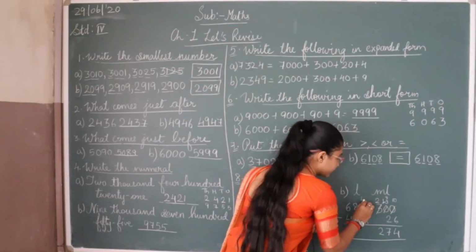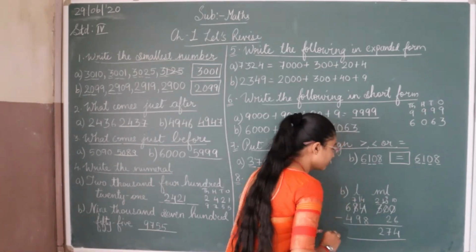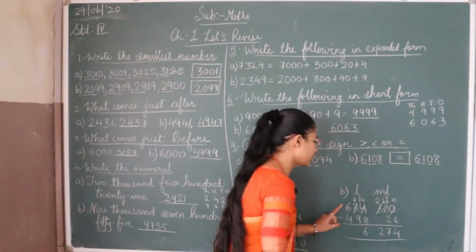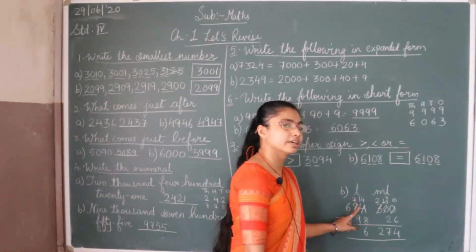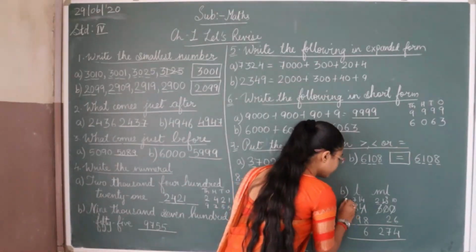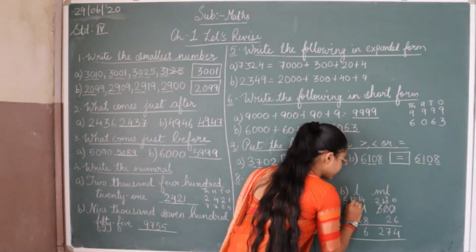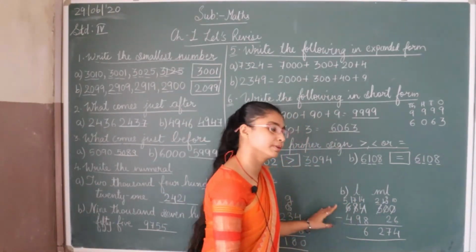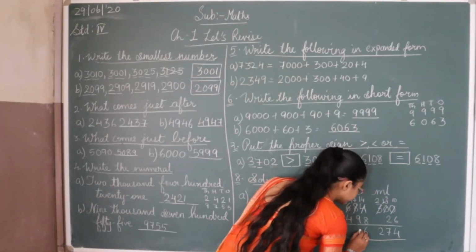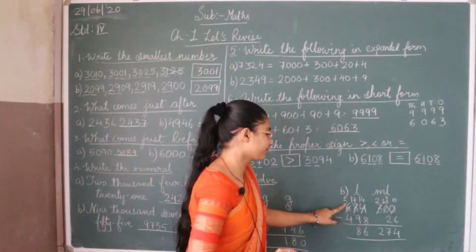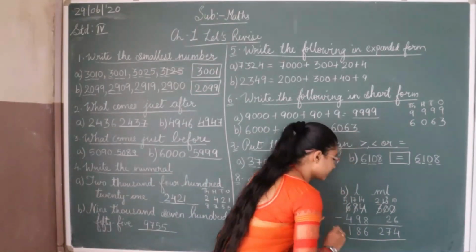Again we will cut here 4 and borrow 1 from here. So it will become 14. 14 minus 8 is 6. Now 7 minus 9. Again 9 can't be subtracted from 7. So again we will borrow from here. It will become 5 and this will become 17. So 17 minus 9 will be 8. And 5 minus 4 will be 1.